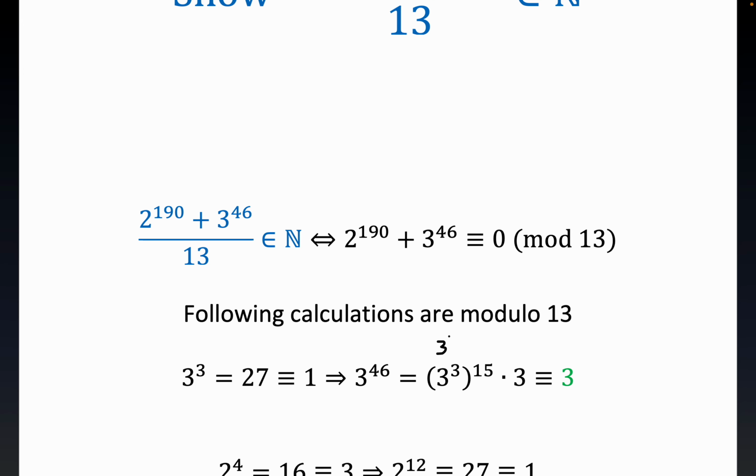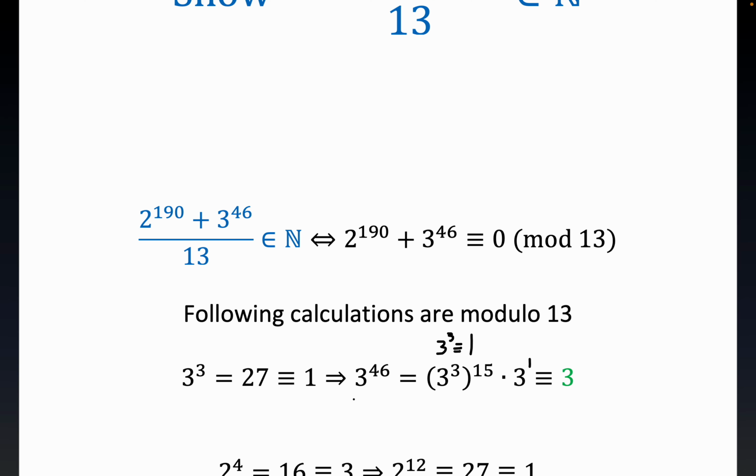So 3 cubed is again, we'll use the word equal. I'll say congruent, but it has very much the same properties as equality. Okay, so 3 cubed is congruent to 1. We can put it right there, and all we're left with is 3. Notice 3 times 15 is 45, and this is 1, right? And that gives you the 46 that you see right here. Okay, so that's an example of some fairly simple modular arithmetic.